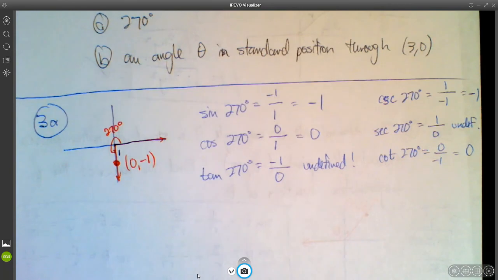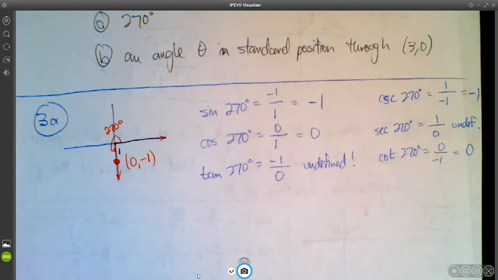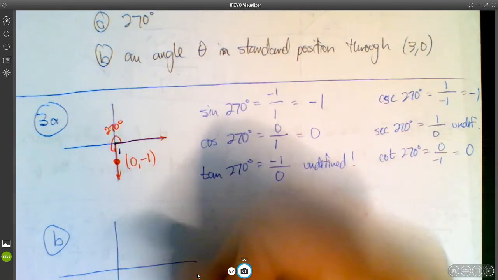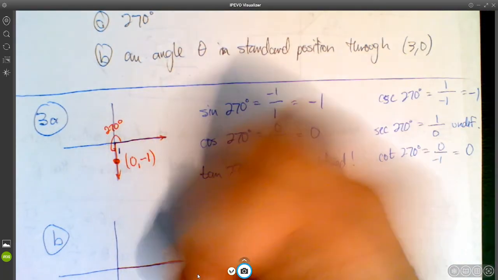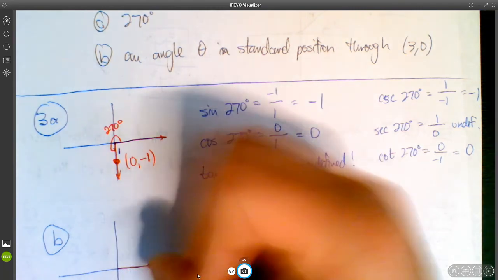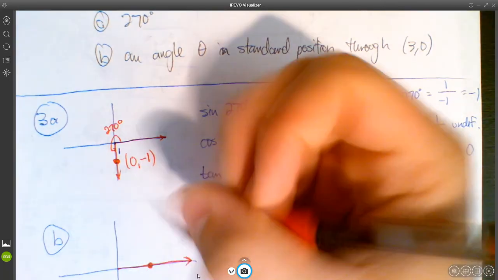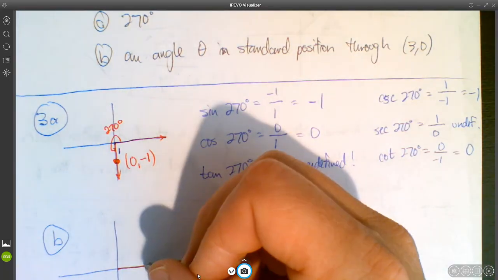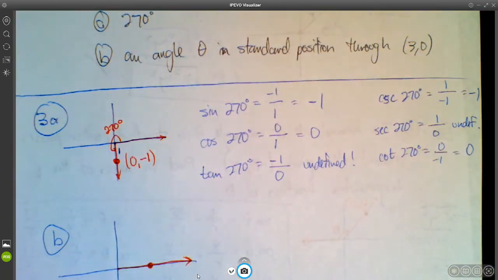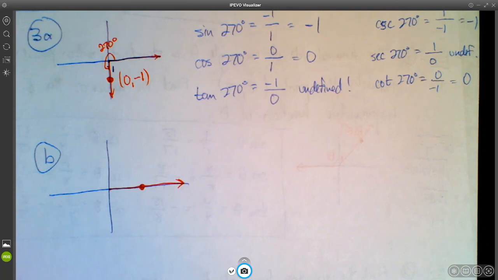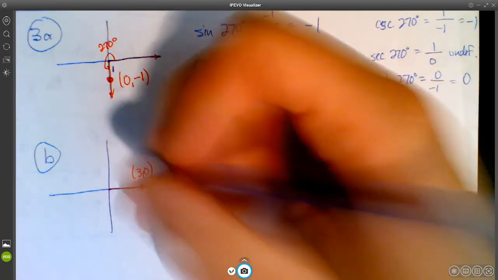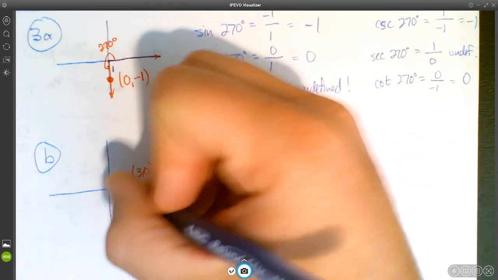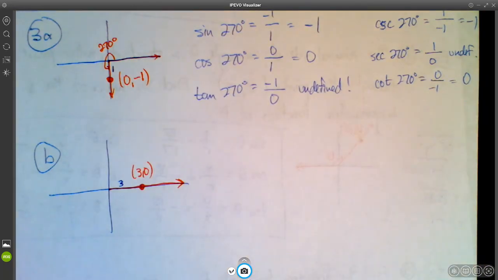Now for part B, we want an angle theta in standard position that goes through the point (3, 0). So the initial and terminal side are the same side in this case. Whether that's 0 degrees or 360 degrees or 720 degrees or -360 degrees, that's what that angle would look like. It goes through the point (3, 0). And by the way, r again would be 3 in this case. It's just the distance from the origin to that point, which is obviously 3 units.